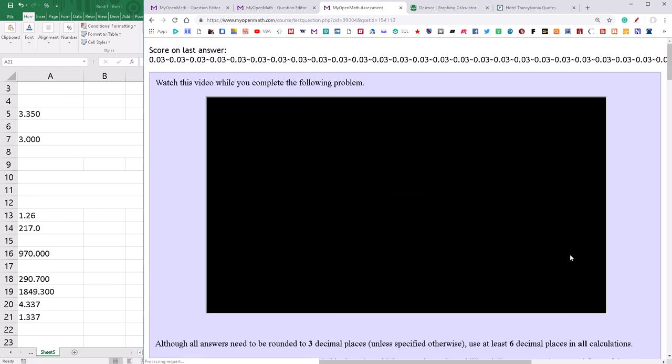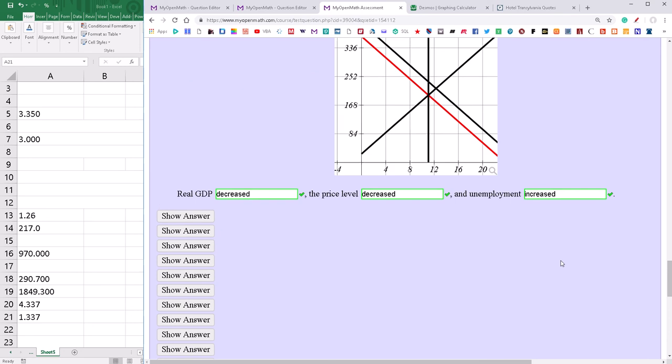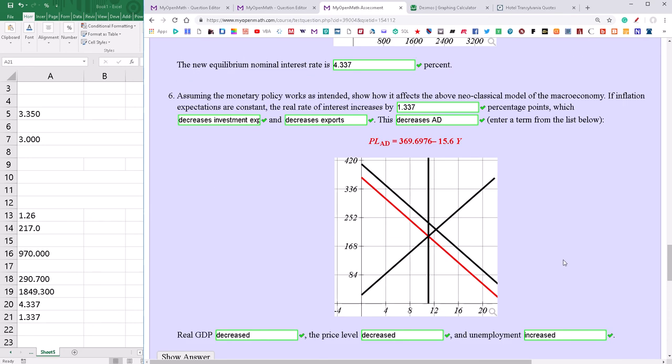Okay, we'll make sure we got everything right here. Yep, we got everything right. Okay, so that's an open market sale, and again, it works the same way for the Keynesian model, except short-run aggregate supply has a flat line.